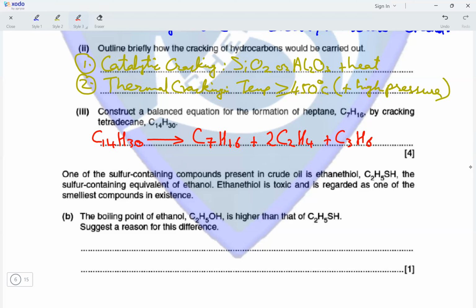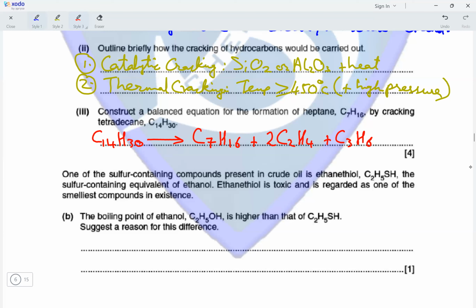One of the sulfur containing compounds present in crude oil is ethane thiol, C2H5SH, the sulfur containing equivalent of ethanol. Ethane thiol is toxic and is regarded as one of the smelliest compounds in existence. The boiling point of ethanol, C2H5OH, is higher than that of C2H5SH. Suggest a reason for this difference.